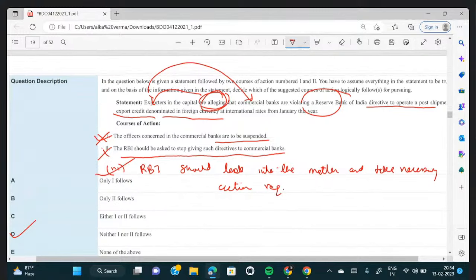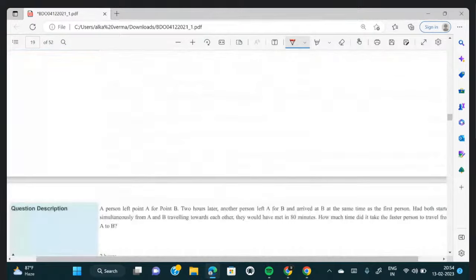That if some blame has come, that definitely RBI should look into the matter. So if this was the case, then your action should be correct. But in the question which is given to us, this is wrong. Both are wrong. Next question.